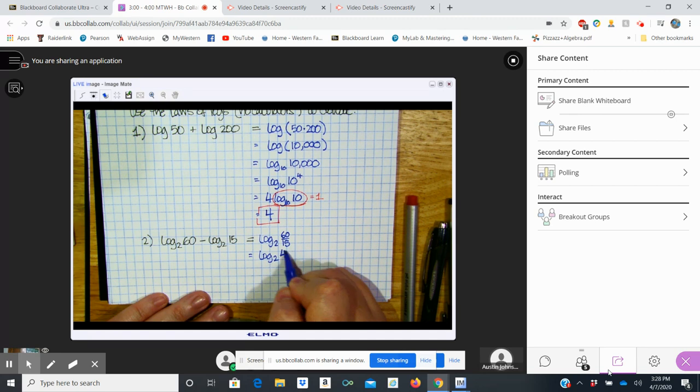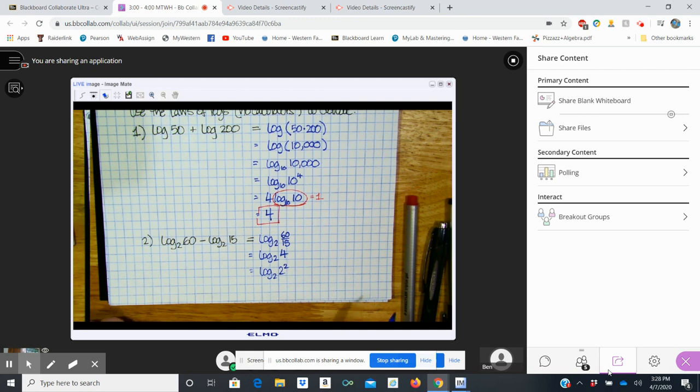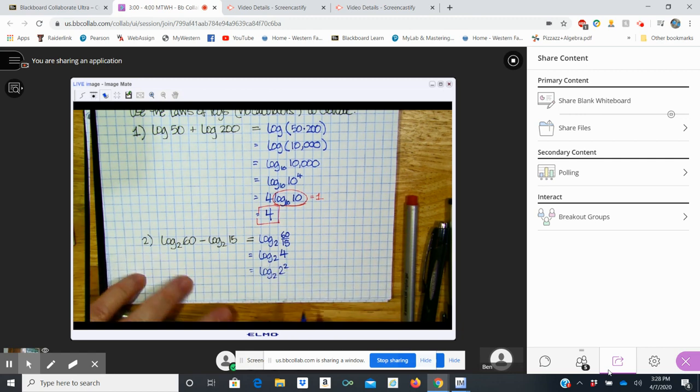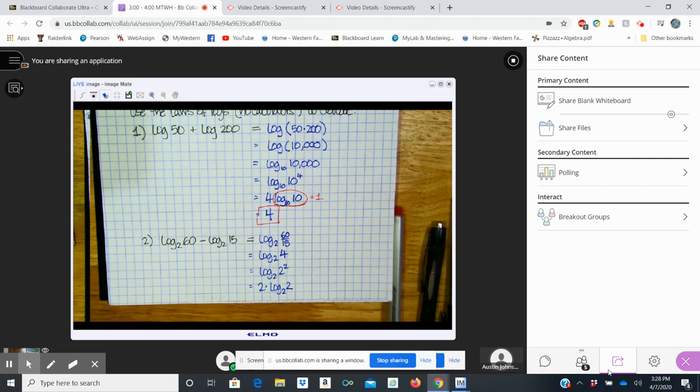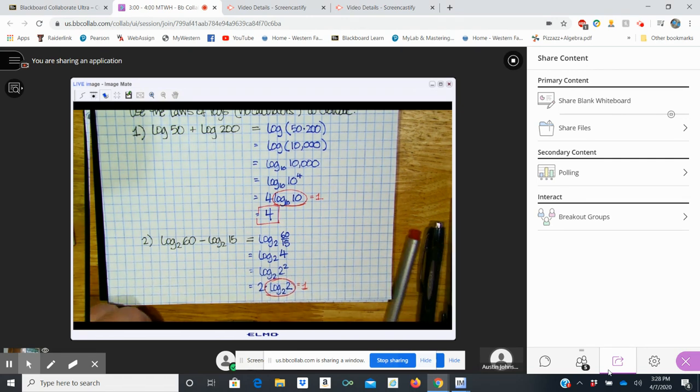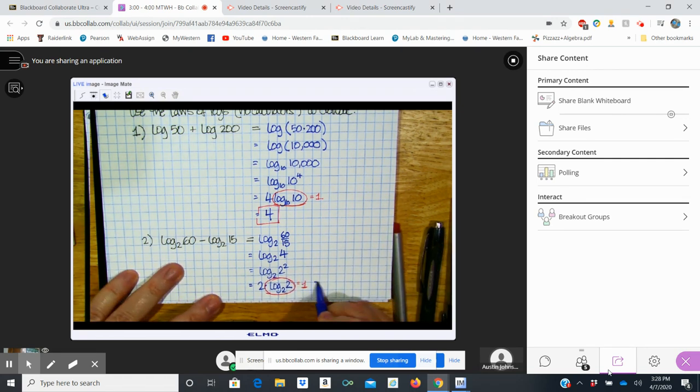Now, can you rewrite 4 as 2 to some power? 4 is 2 squared, good. And now I've got a squared here, which I can pull out front. 2 times log base 2 of 2. And log base 2 of 2 is just a fancy way of writing 1. So this guy is just 2.